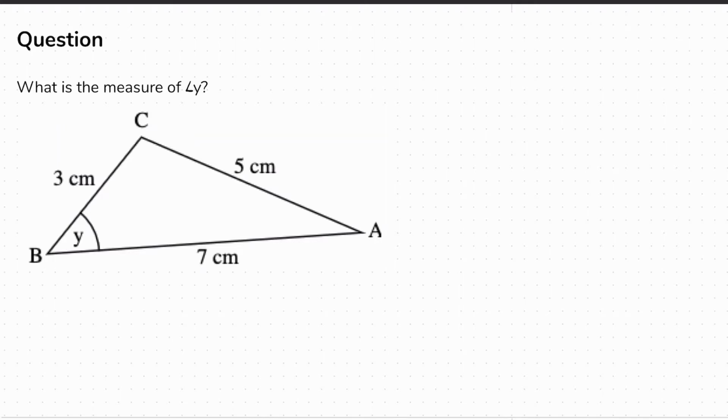So the formula for the cosine rule starts off pretty familiar, which is c squared is equal to a squared plus b squared. And now we're going to add on something else. We're minusing two lots of a times b times cos theta.